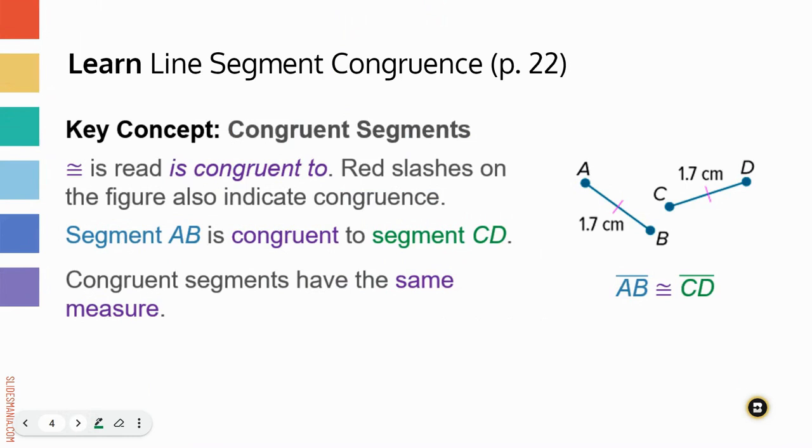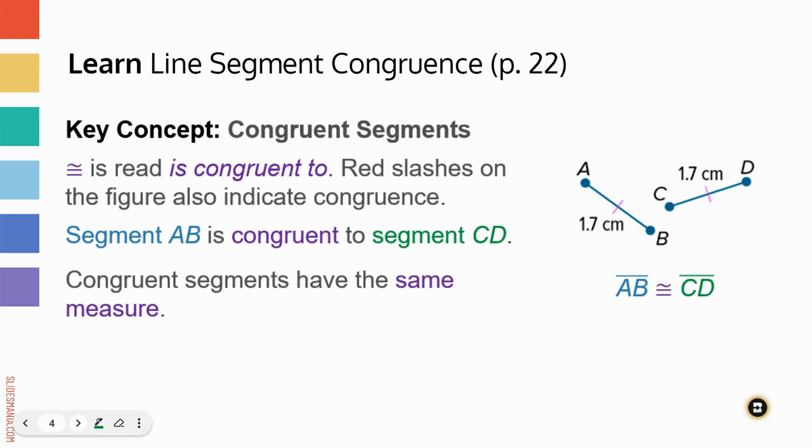So we have a key concept, which is congruent segments. This is the first time we are hearing about congruent segments in this class. So we have this equal sign with a little squiggly over it, that is red, is congruent to. So anytime we want to say something is congruent to something else, we use that symbol.